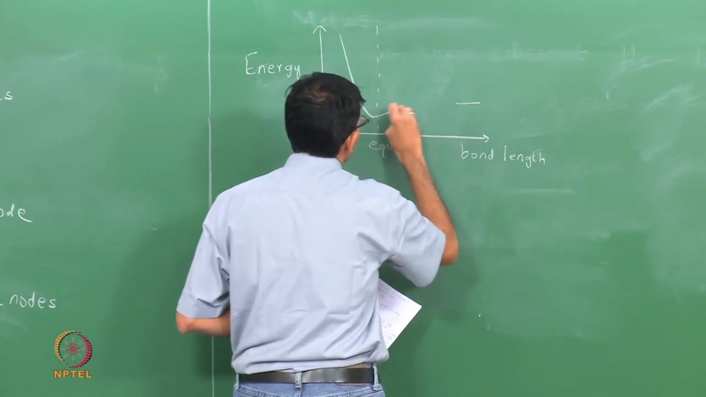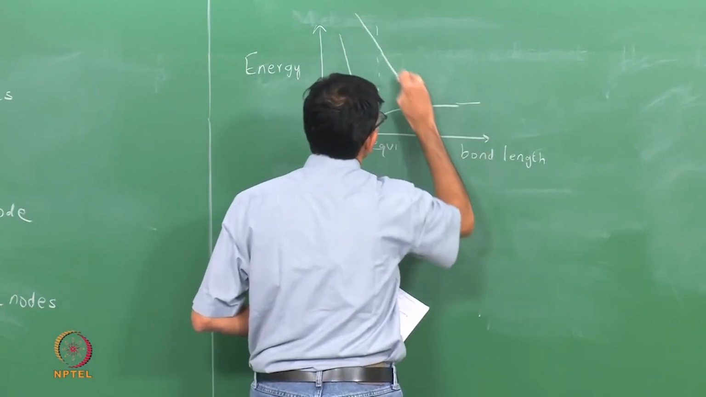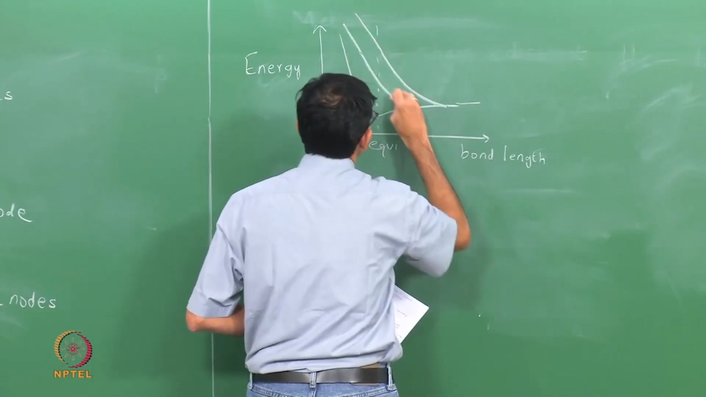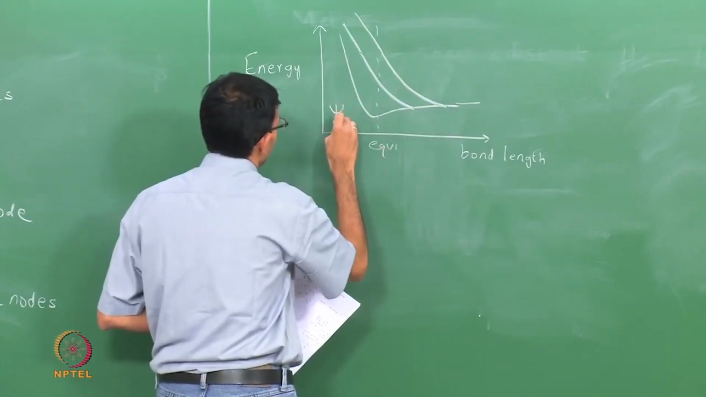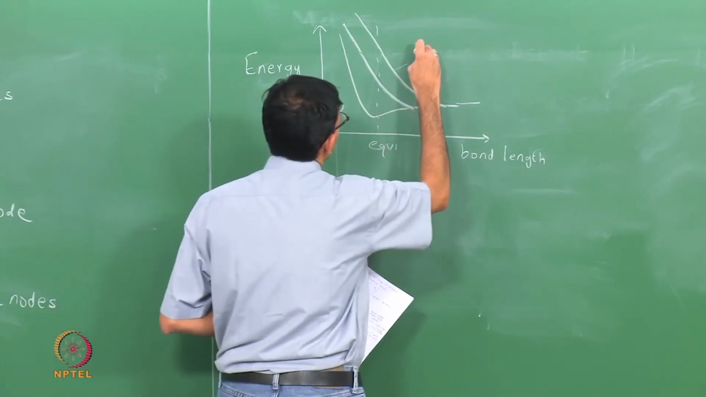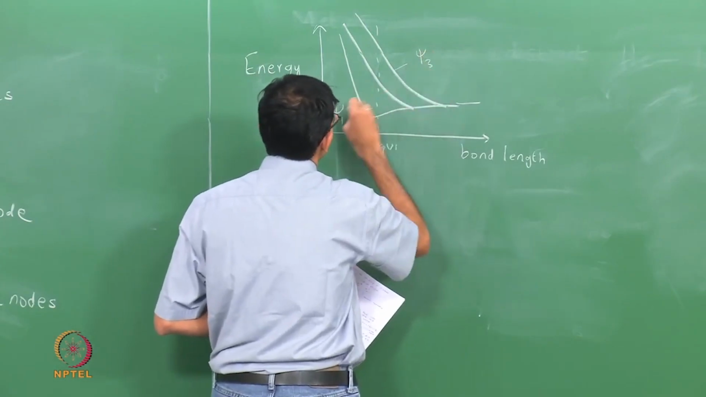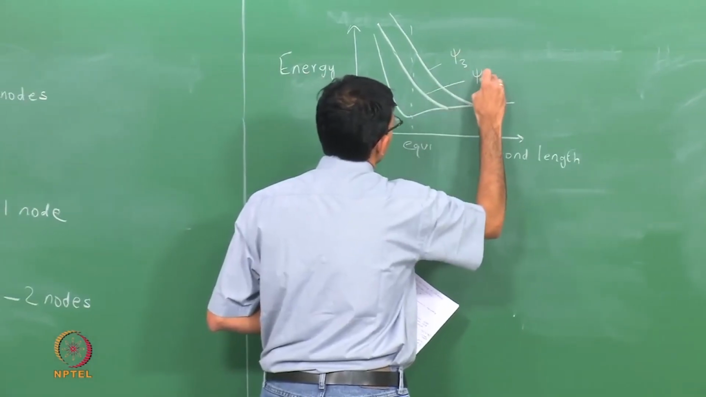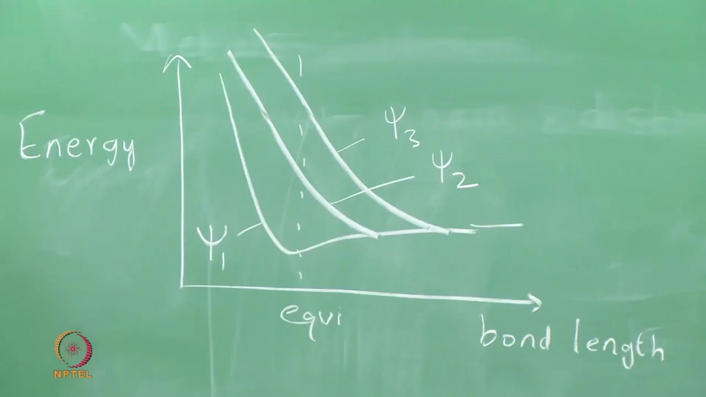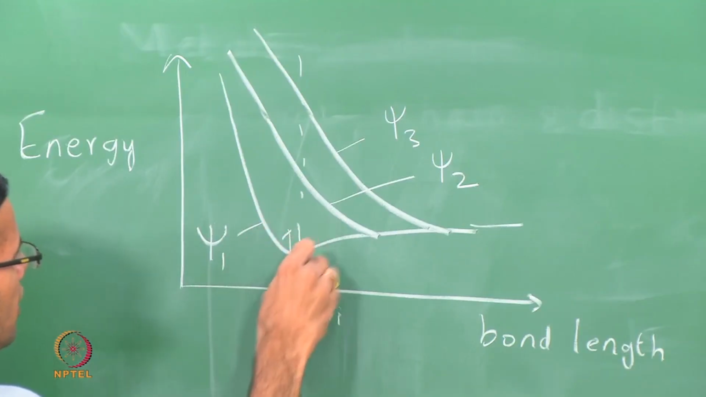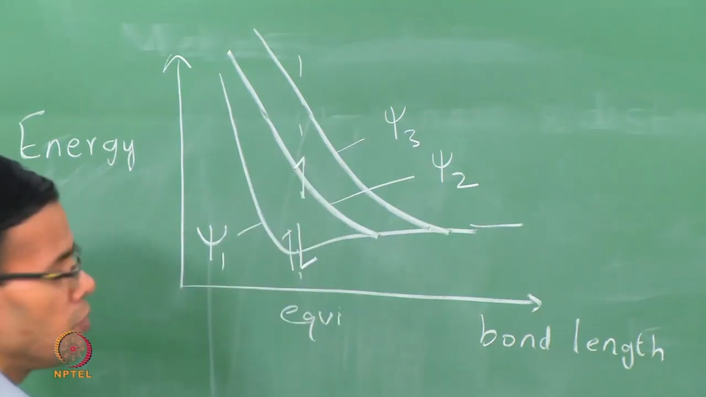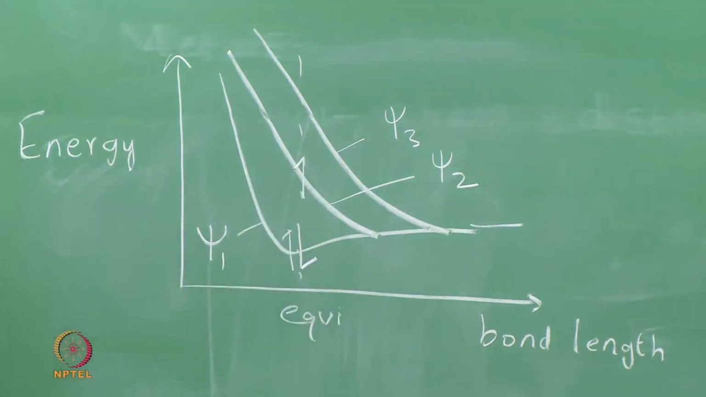what we have are 3 orbitals, psi 1 with the lowest, psi 3 with the highest, and then psi 2 in the middle. Now, we have 3 electrons, 2 electrons will go to psi 1 and 1 electron will go to psi 2. So, this is what will happen if you have 3 hydrogen atoms.